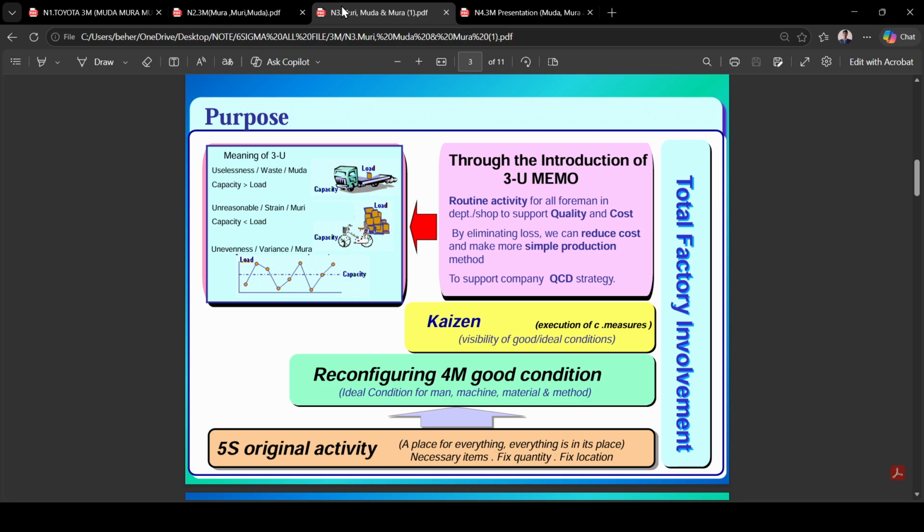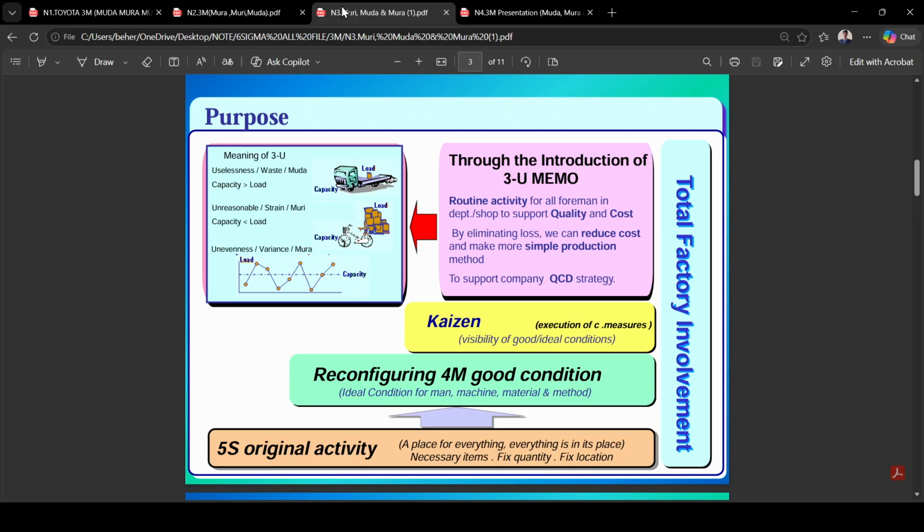See this picture clearly, everything is mentioned. In the meaning of the three: unevenness, waste or Muda, capacity greater than or equal to load. Then unreasonableness or strain or Muri. And capacity less than or equal to load is unevenness or variance or Mura, as you mentioned.